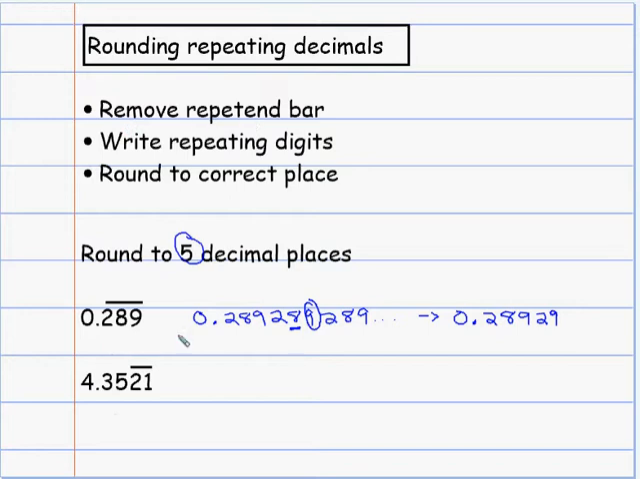Step 1, remove the repeating bar. 4.3521. Step 2, write the repeating digits. So the 2, 1 repeats, so we'll write 2, 1, 2, 1, and again that would continue. Round to the correct place. I need 5 decimal places. 1, 2, 3, 4, 5. So it's a 2. And this 1 will tell me that the 2 stays a 2. So this answer would be 4.35212. And there are 5 decimal places in my answer. So as long as I rounded everything correctly, it should be good.